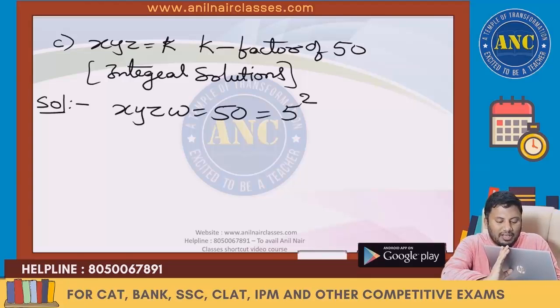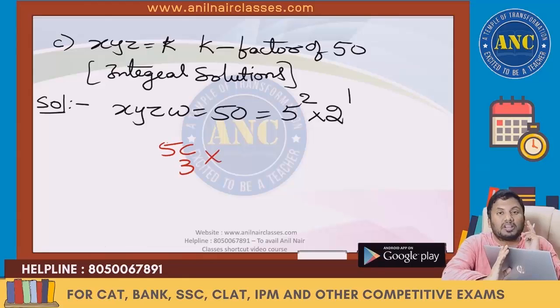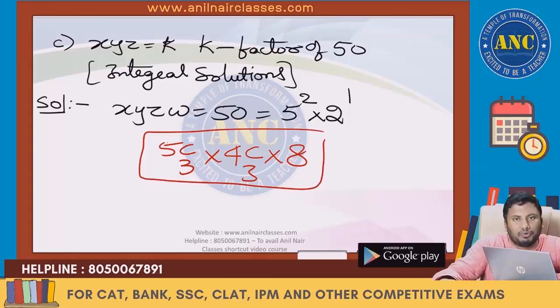50 is 5 square into 2 power 1. Directly we will write the answer in seconds. 2 plus 4 is 6, which is 5C3. 1 plus 4 is 5, which is 4C3, into 8. Everybody kindly reply in the live chat if this is clear to you. Is this clear to you? 2 plus 4, 6, 5C3. 1 plus 4, 5, 4C3 into 8.